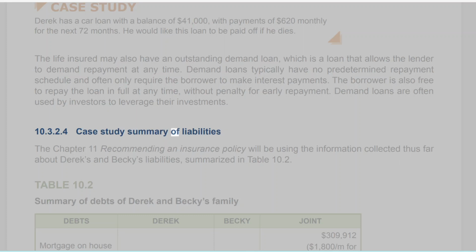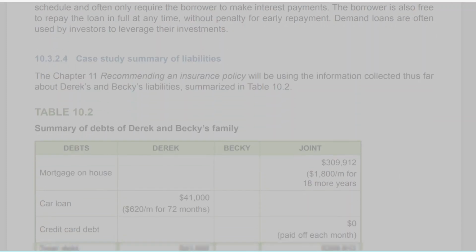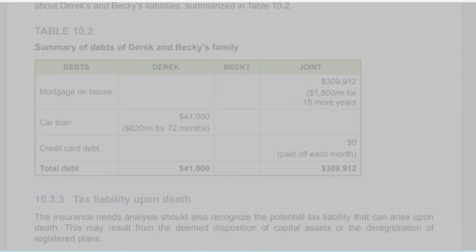10.3.2.4 Case Study Summary of Liabilities. The Chapter 11 recommending an insurance policy will be using the information collected thus far about Derek's and Becky's liabilities, summarized in Table 10.2. Table 10.2, Summary of debts of Derek and Becky's family.